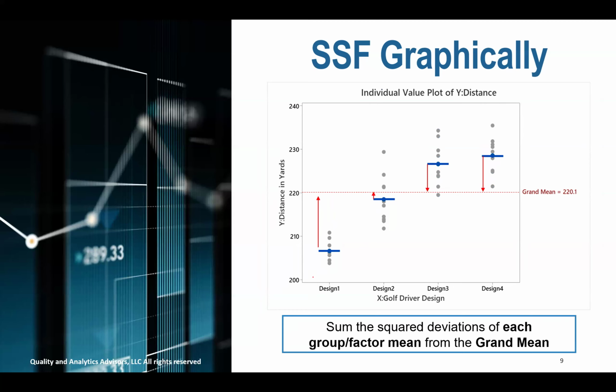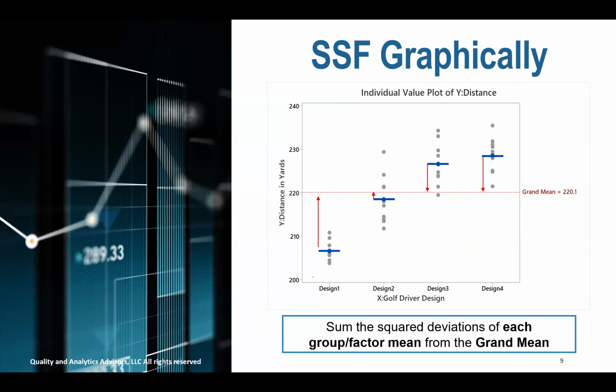Next, I need to determine how much of the variation is actually explained by the designs. Remember, I have 4 designs of golf clubs: design 1, design 2, design 3, design 4. For each of these designs, I did several tests. And what I'm going to do next is calculate the average distance for each of those designs. That's represented here by the blue line.